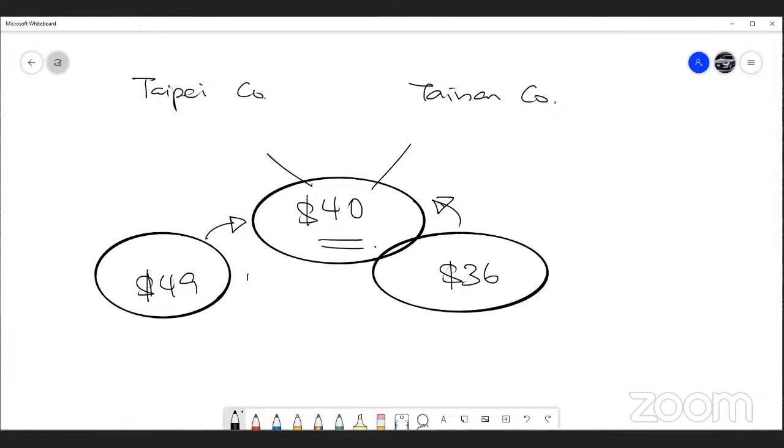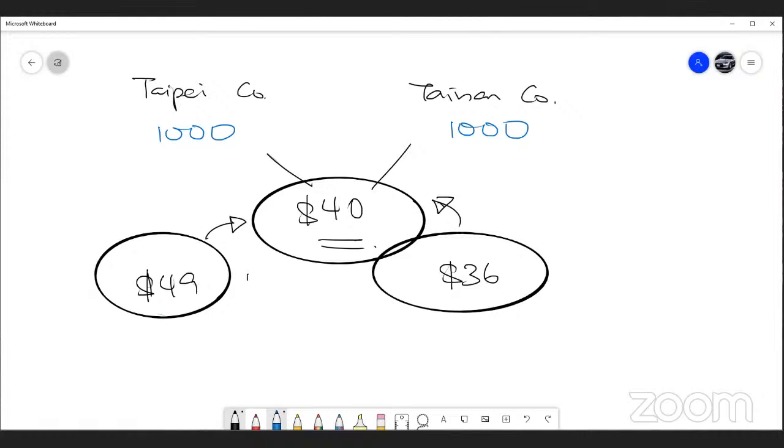So in this case, you plan to buy 1,000 Taipei and 1,000 Tainan stocks, both at $40. If an issue is underpriced, meaning this is supposed to be 49 but it's priced at $40, it will be rationed and only half your order will be fulfilled. So for this $49 one, you buy 1,000, you only get 500 because it's underpriced. Now the questions come in.